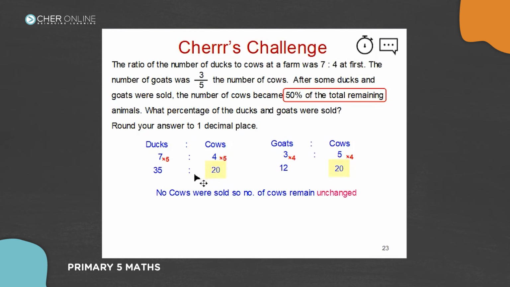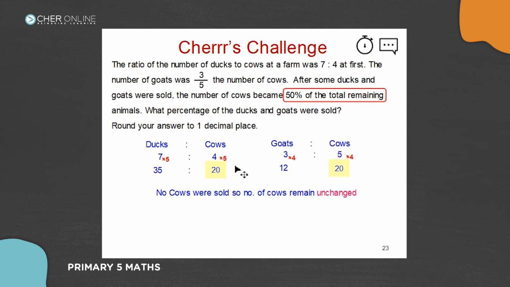So remember when I was discussing solving strategies in ratio earlier, quite a few lessons ago. When you have a common identity, you've got to make that common identity the same. So in this case, it is the cows that is the same. So from the ratio of 7:4, which is for ducks to cows, you also have the ratio of goats to cows, which is 3:5. And that's how we put it into a ratio to find our common identity. Okay, so you can see the steps there.